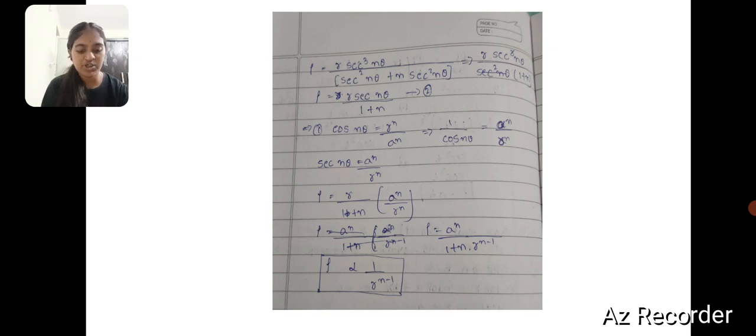Consider from equation 1, cos n theta is equal to (r divided by a) whole to the power n. So 1 by cos n theta is equal to (a divided by r) whole to the power n. That simplifies into secant n theta is equal to the reciprocal, that is (a by r) to the power n, where rho is equal to r by (1 plus n) into (a by r) whole to the power n. That implies r multiplied into a to the power n divided by (1 plus n) into r to the power n. Rho is equal to a to the power n divided by (1 plus n) into r to the power n minus 1.